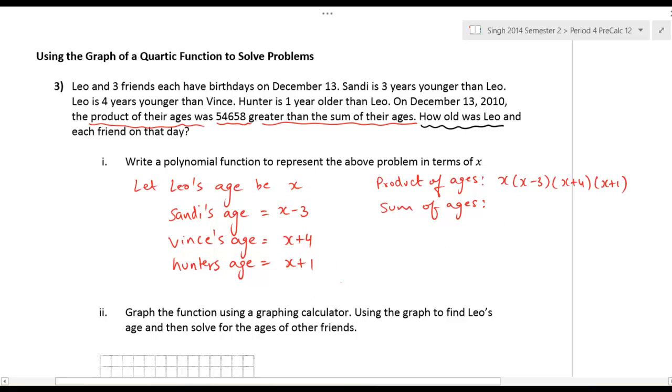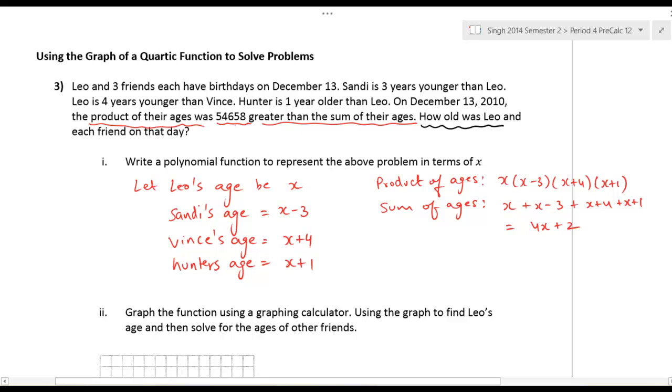The sum of all their ages is going to be the sum, x plus x minus 3 plus x plus 4 plus x plus 1, which I can actually simplify to, let's see here, 4x minus 3 plus 4 plus 1, so 4x plus 2. That's what I get. Now, what's the relationship?